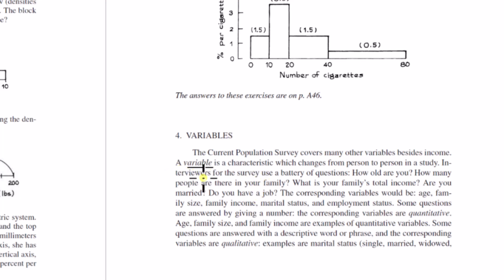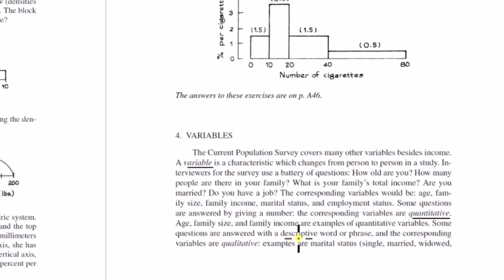You have the main variable, which is like the title of the survey, what the survey is about, but there could be other variables. A variable is something that's changing between the subjects. So for these different questions, the corresponding variables would be age, family size, family income, marital status, and employment status. Some questions are answered by giving a number, in which case the corresponding variables are quantitative. Age, family size, and family income are examples of quantitative variables.